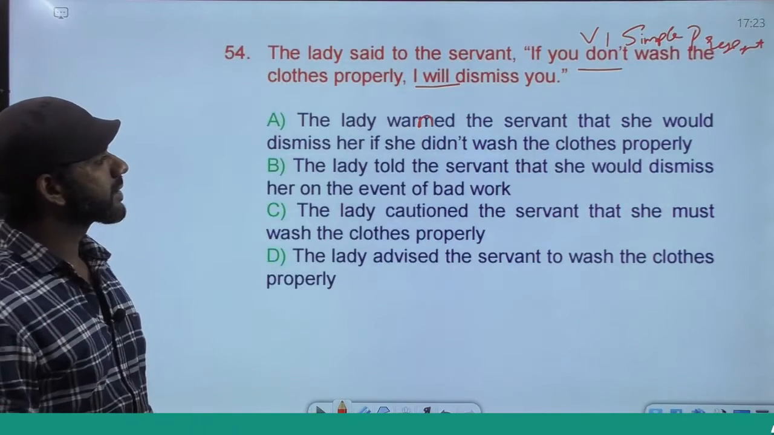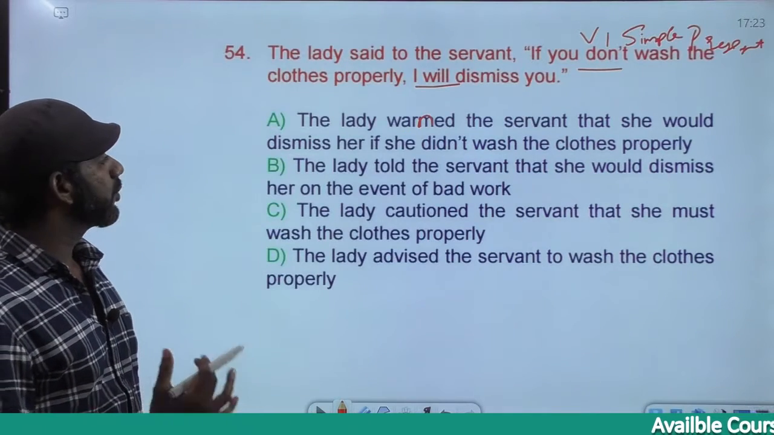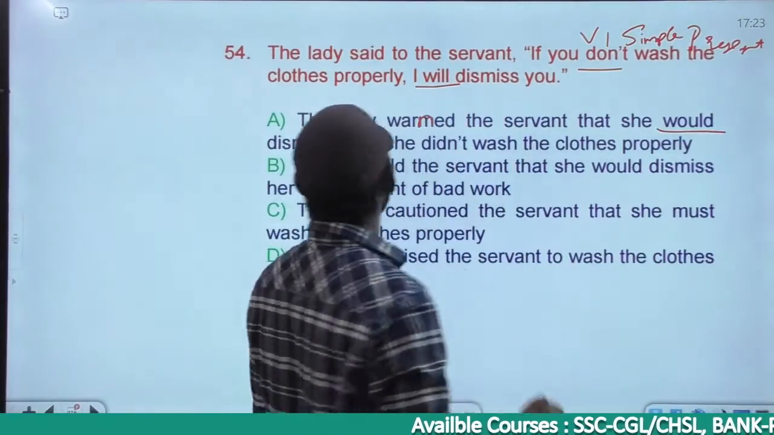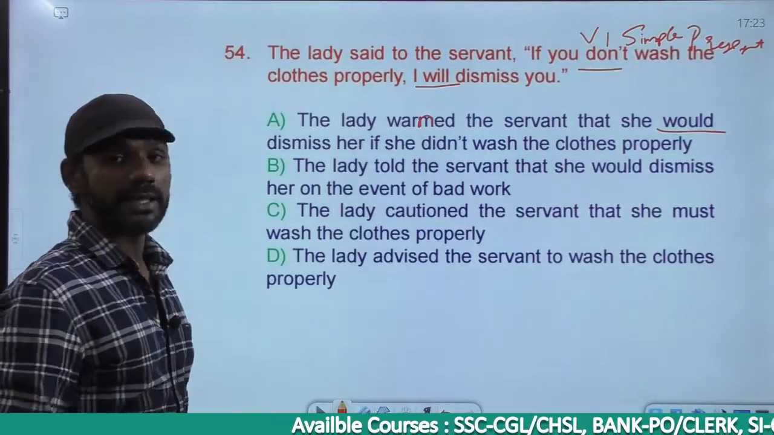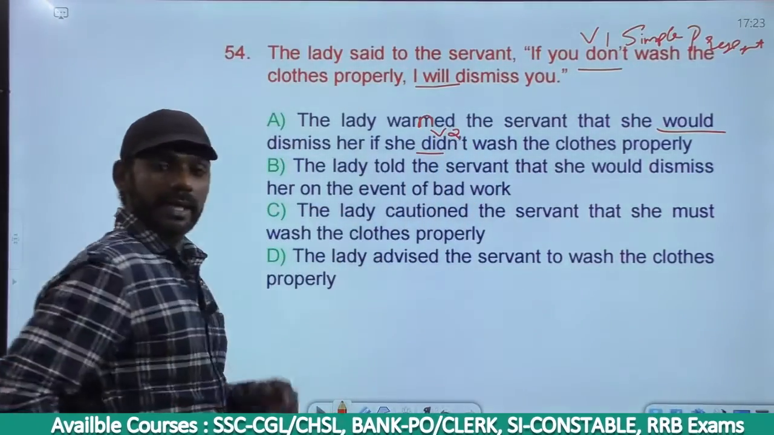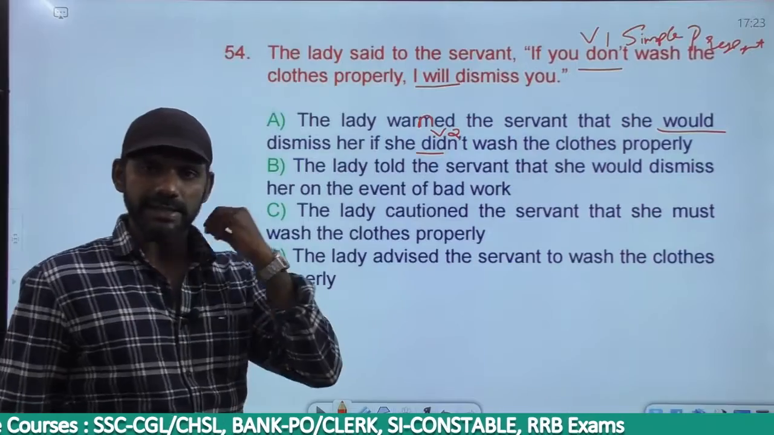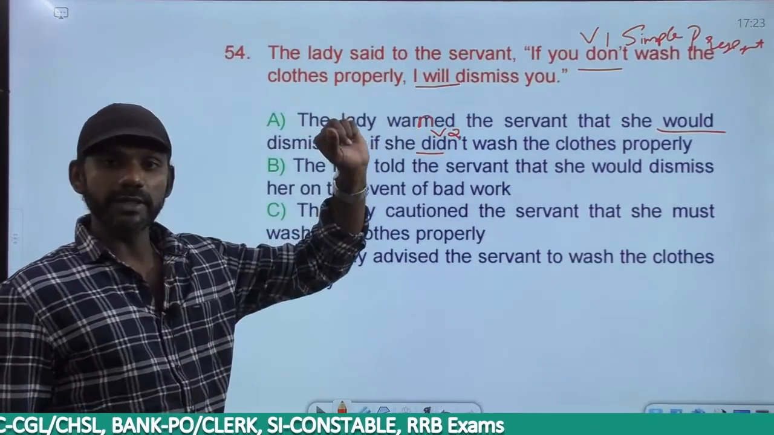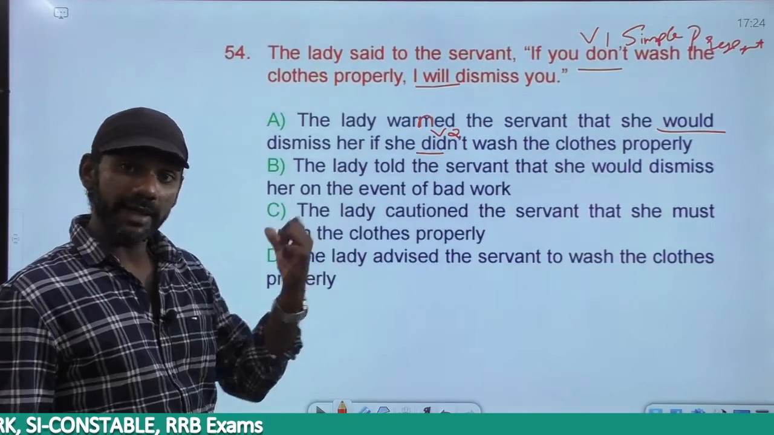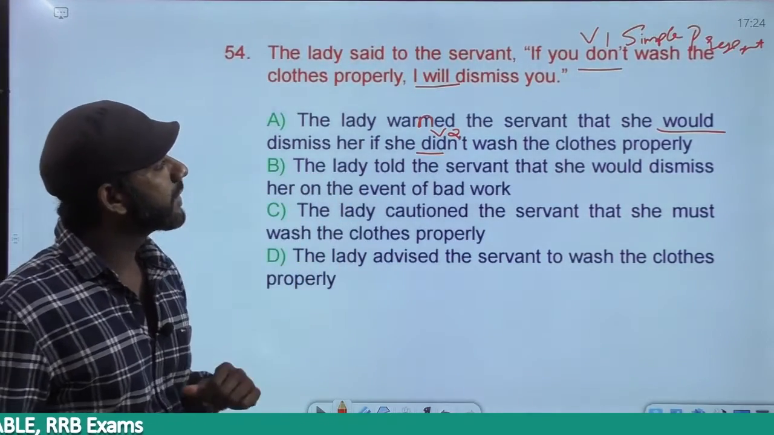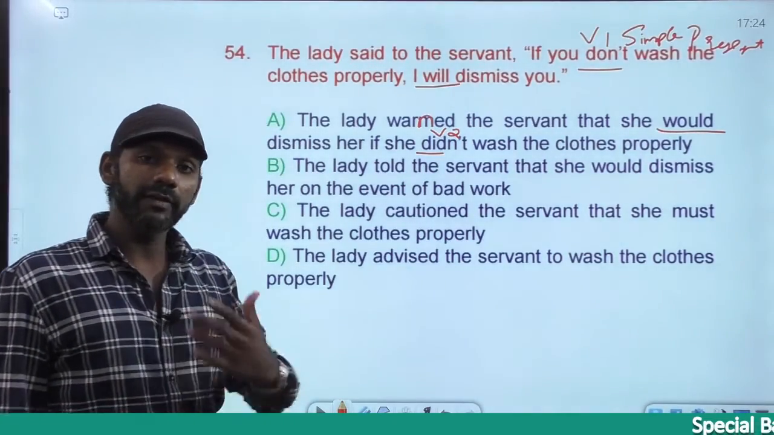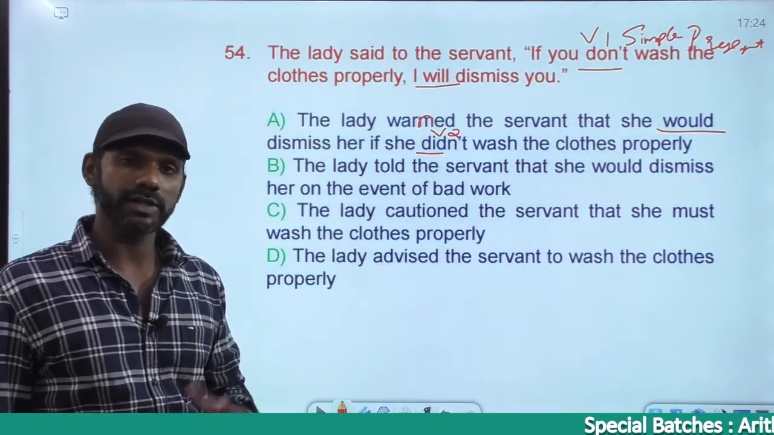The lady warned the servant that she would dismiss her, will became would, if she didn't wash the clothes properly. Didn't wash is subject plus V2, simple past. I told you the case of conditional sentences. The second part can go first, the first part can come second. The first part can go second, the second part can come first. Like, if you don't wash the clothes properly, I will dismiss you. It's the same as, I will dismiss you if you don't wash the clothes properly.